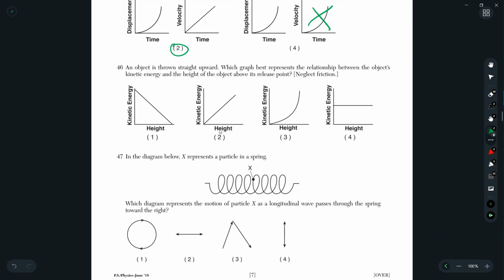What happens to the kinetic energy and the height above its release point? So as it goes upwards, it slows down. Only one of these shows slowing down. Only one of them shows less.